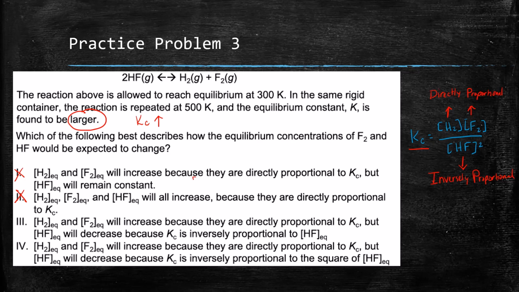H2 and F2 will increase because they are directly proportional to Kc, but HF will decrease because Kc is inversely proportional to the square of HF. All right, so 3 and 4 sound very similar. They're both saying that the right things are going to increase and the right things are going to decrease. The only difference is this phrase right here, the square of HF. And if you look at our equation, we have to square HF. So 4 is actually the better answer here. So 4 is going to be the right answer.